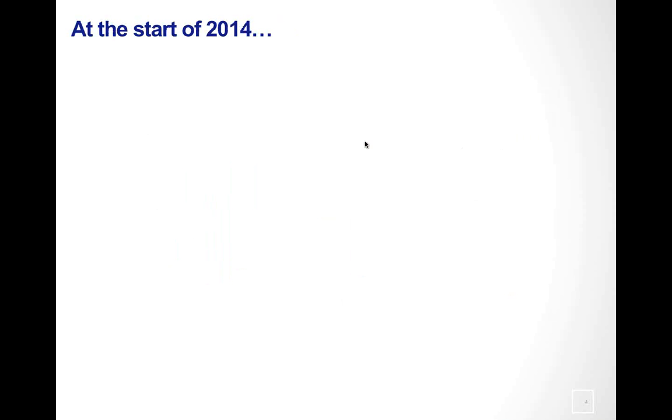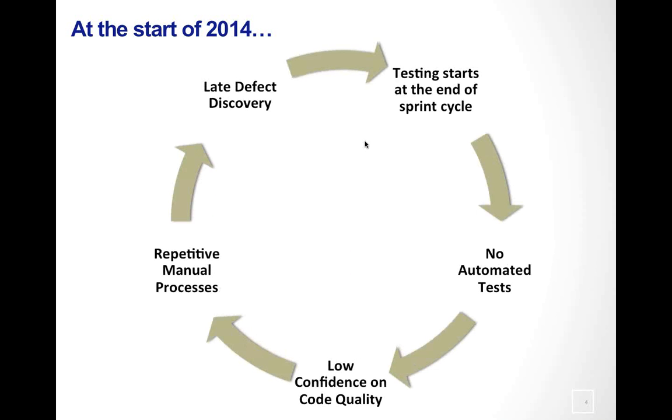So towards the start of 2014, this is pretty much how our testing cycle looked. Most of the time, testing started towards the late part of the sprint cycle, because we were in an agile development mode and working in sprint cycles. It's pretty much towards the end of the sprint that time was allocated for testing.